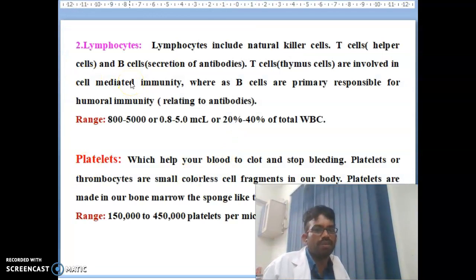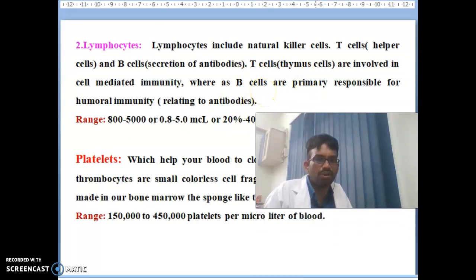Lymphocytes also include natural killer cells. Again, you can look into the T cells and B cells in the lymphocytes. T cells are helper cells, and B cells secrete antibodies. T cells are involved in cell-mediated immunity, whereas B cells are primarily responsible for human immunity related to antibodies. This is the range, 800 to 5000, and this is the normal range of lymphocytes among the white blood cells.